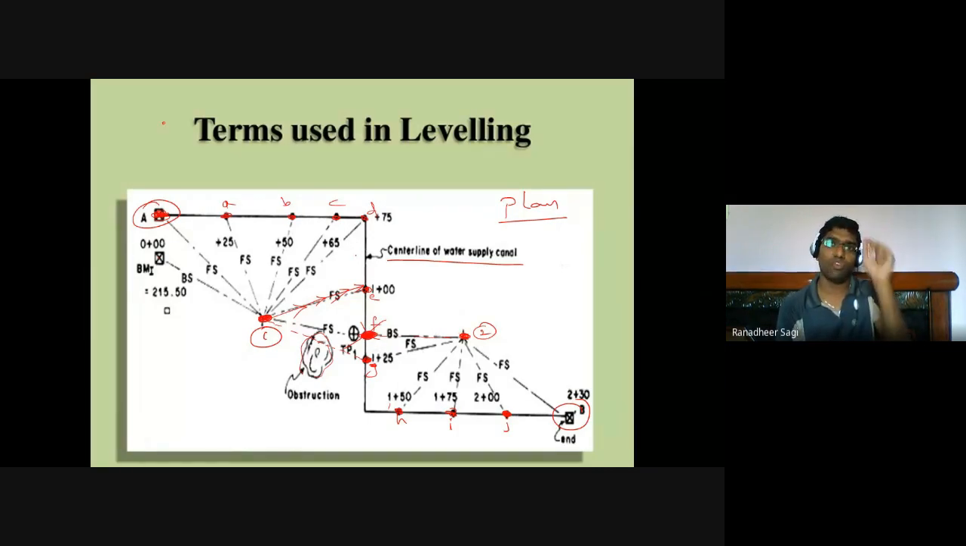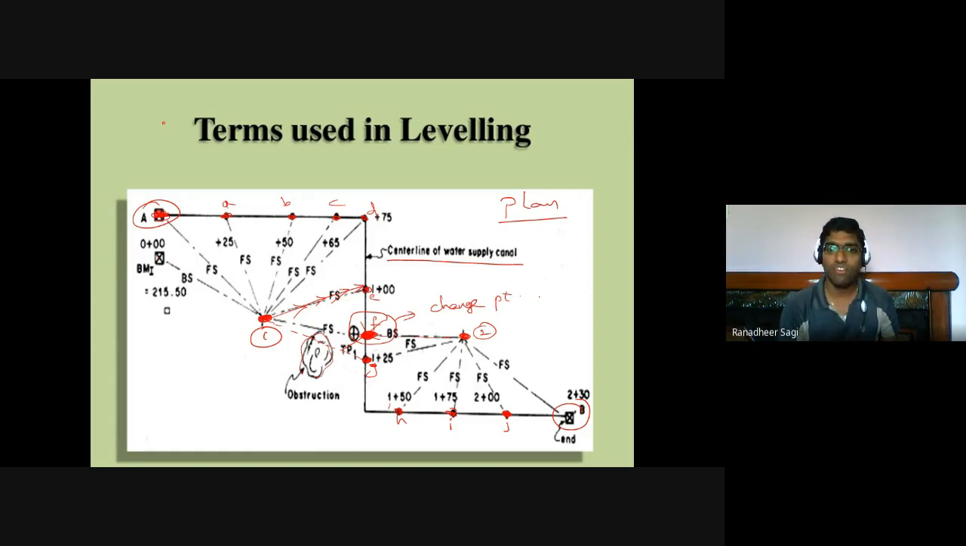Whenever you take the foresight as well as the backside with respect to the same point, what do we call that particular point? Change point. So this point F is what I can call your change point. Because with respect to that particular point, I had foresight data and I had backside data. Such a point is what we call your change point.